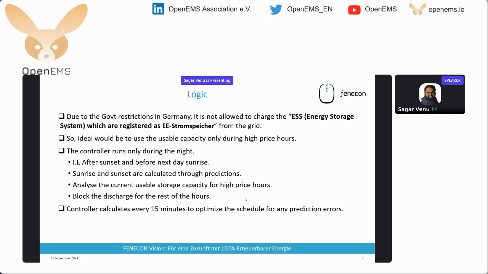I will show a screenshot in the next slide, which will be very helpful for understanding this. We have made this logic run every 15 minutes from the sunset point, so the schedule is recalculated every 15 minutes. If the predicted SOC deviates from what we expected, the controller readjusts so that the number of target hours or low price hours increases or decreases based on the prediction errors.